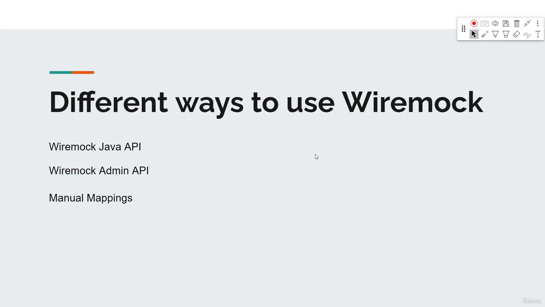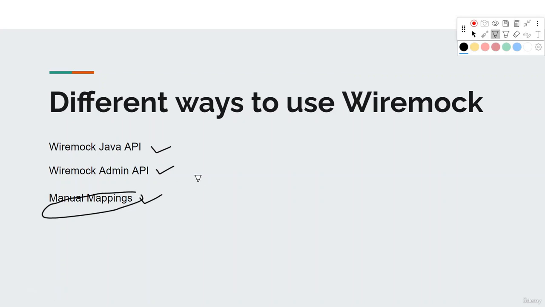In this session we will discuss different ways to use Wiremock. So how you can interact with the Wiremock standalone instance. There are mainly three different ways using which you can interact with the Wiremock instance and move the API. The first one is the Java API, then we have the admin API, and then we have the manual mappings. So manual mappings is the simplest one, right?